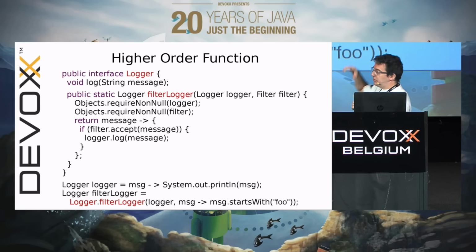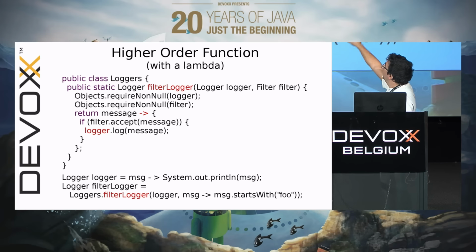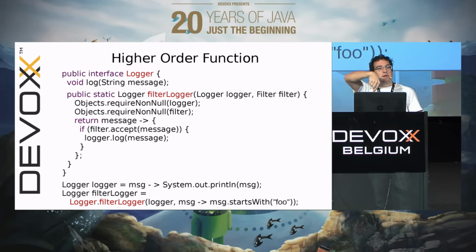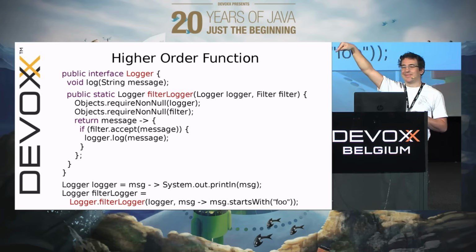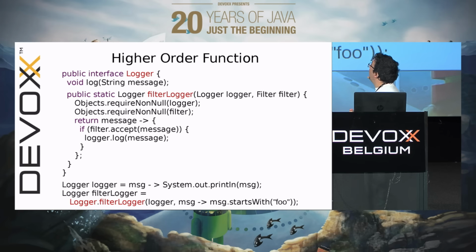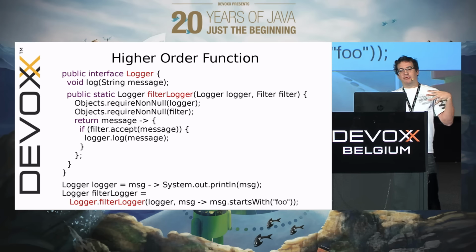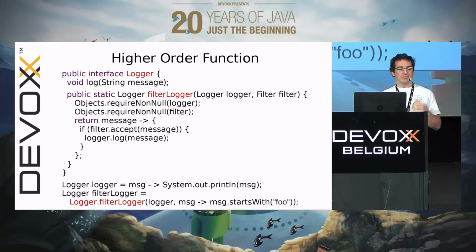Perhaps you have not seen the difference between this and this. Here, I am in a static class called Loggers, and here, I'm directly in the interface Logger. In Java 8, you can put static methods in an interface. You will find it ugly until you use it. Why it's important is that you don't have to crawl the Javadoc to find your method. It's just a nice place to put things.